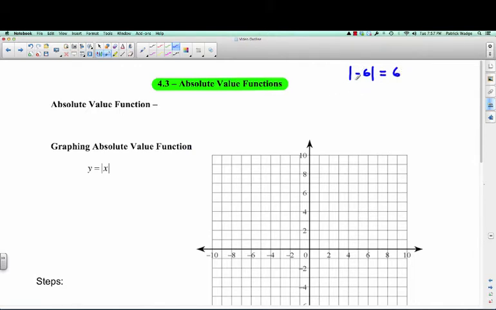Why? Because when you're talking about absolute value, what you're asking is, how far is this number, -6, from 0 on a number line? And the distance from -6 to 0 is 6.